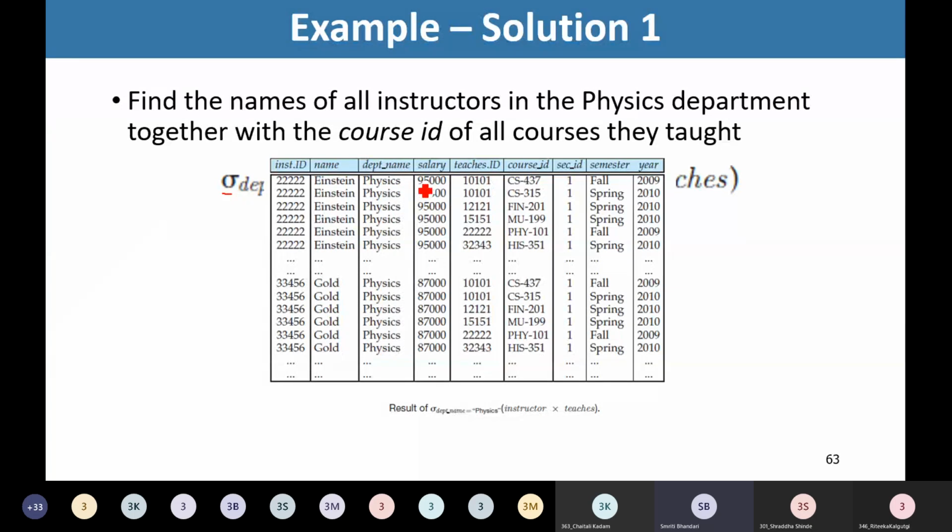is physics with some salary, right? This tuple is paired with the teachers ID from teachers, that is 10101, and course ID is CS437. So if we look at this particular tuple, we obviously say that this is irrelevant tuple. Why? Because here in instructor we are having this ID 22222, and this gets paired with 10101, right? And with the course ID, some course ID. So actually these two instructor ID and teachers.id are not matching.